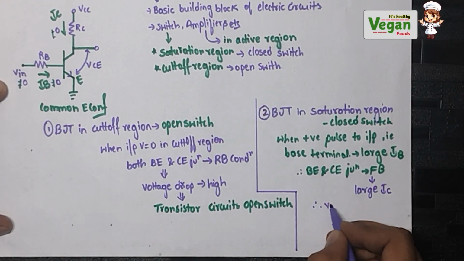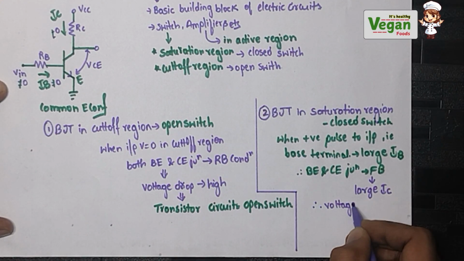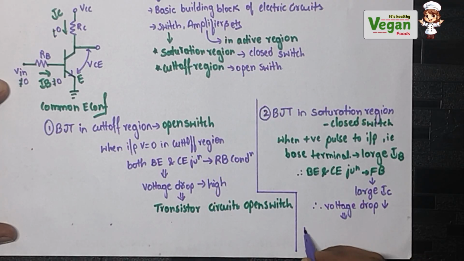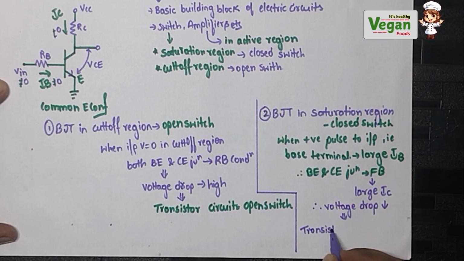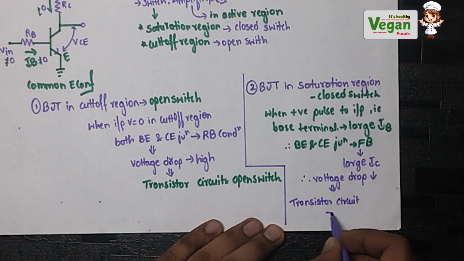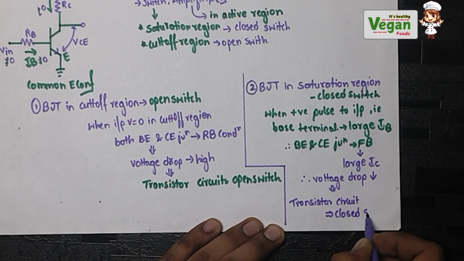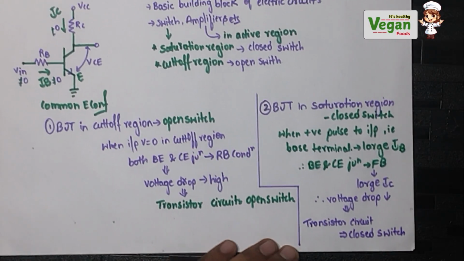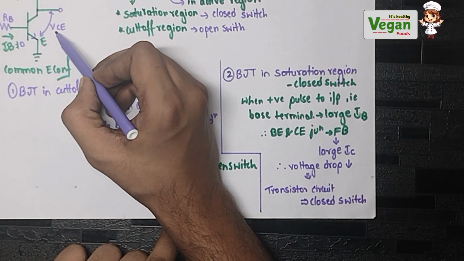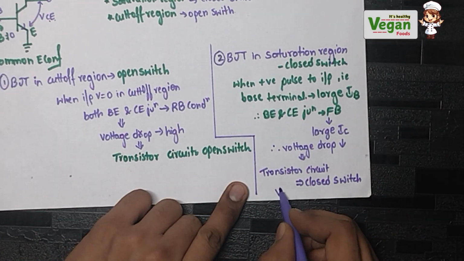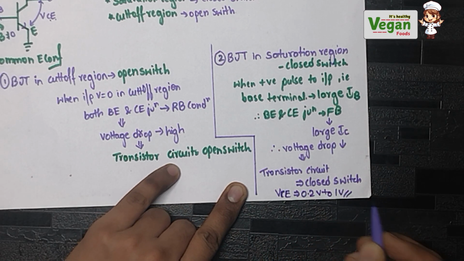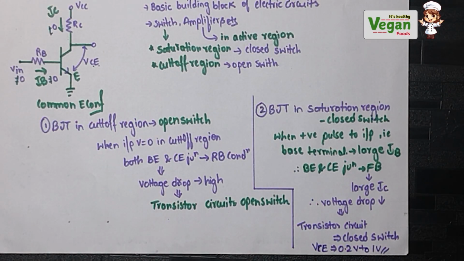Therefore the voltage drop will decrease. Therefore the transistor circuit will act as a closed switch. The voltage drop across VCE, the collector and emitter, will be small, around 0.2 volt to 1 volt in the case of a bipolar junction transistor in the saturation region.